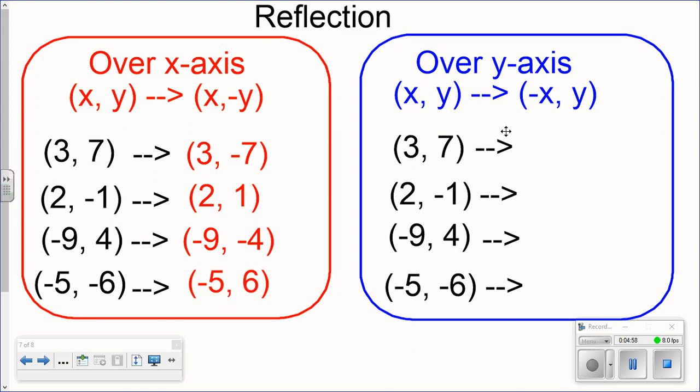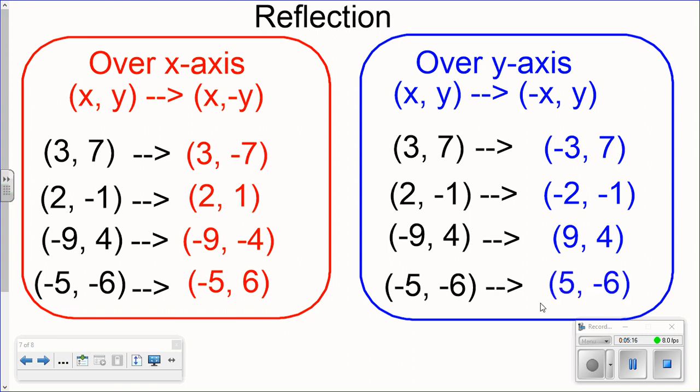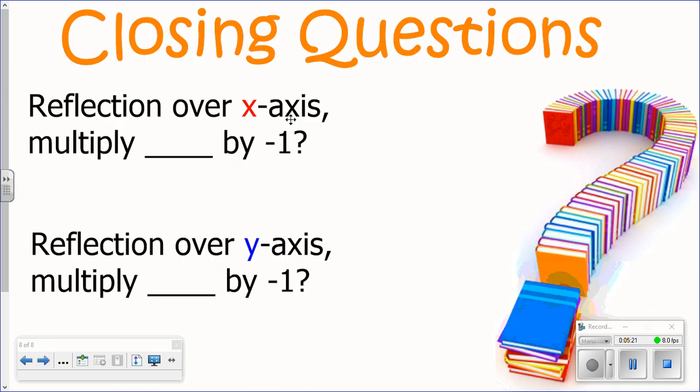Over the y means that we multiply x by negative 1. So 3, 7 goes to negative 3, 7. 2, negative 1 changes to negative 2, negative 1. Negative 4, 9 changes to 4, positive 9. And negative 5, negative 6 changes to 5, negative 6. So reflection over the x-axis means we multiply y by negative 1. And reflection over the y-axis means I multiply x by negative 1.